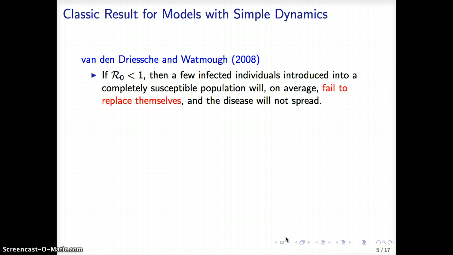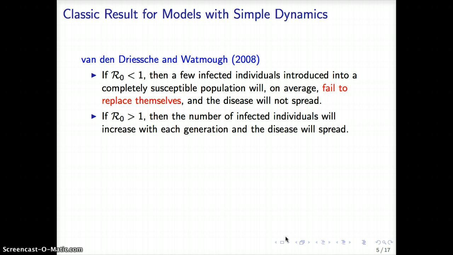What's happening is that these infectious individuals that are passing on the pathogen fail to replicate or replace themselves. You would like to think of this as the offspring of the infectious individuals, and if on average they don't produce more than one secondary infection, then that's the idea of being destined to die off. However, when R naught exceeds 1, then the number of infected individuals will increase, and this is the scenario we typically call an epidemic or an outbreak.